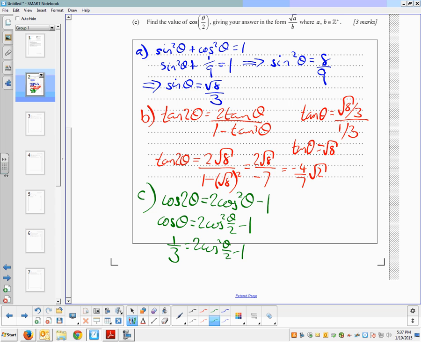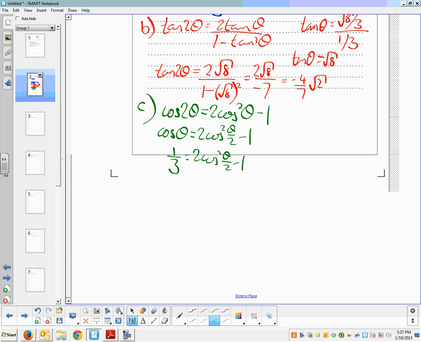Add 1 to both sides, you get 4/3. 2 cos squared theta over 2, divided by 2, we get 2/3. It's cos squared theta over 2. Take square roots of both sides, you get the square root of 2/3.